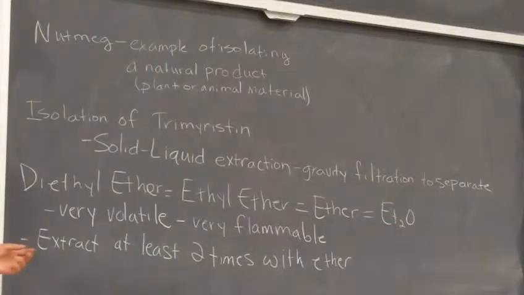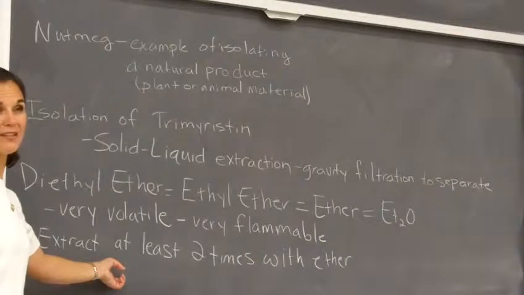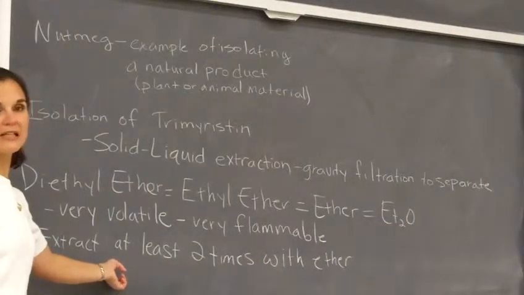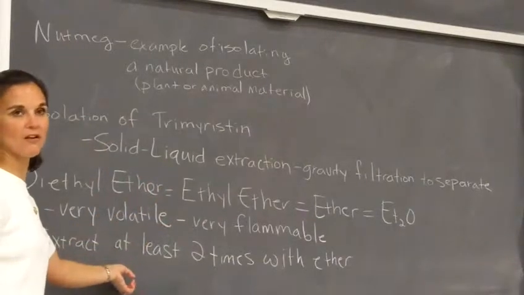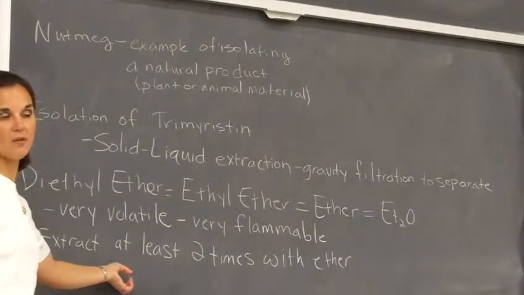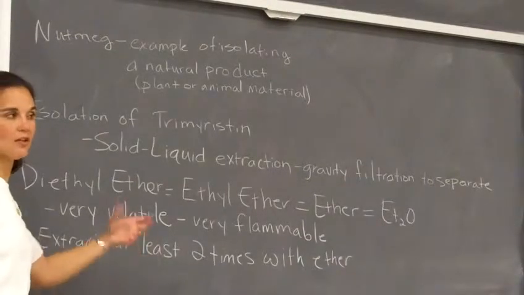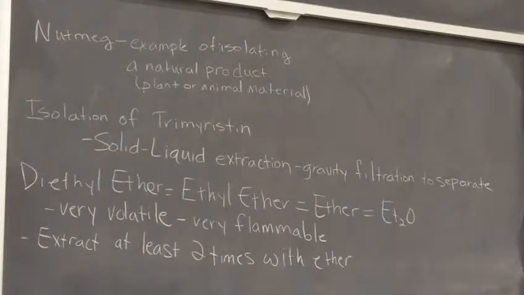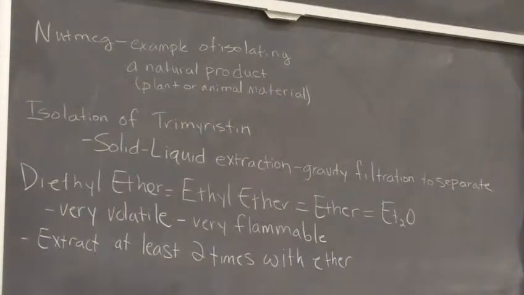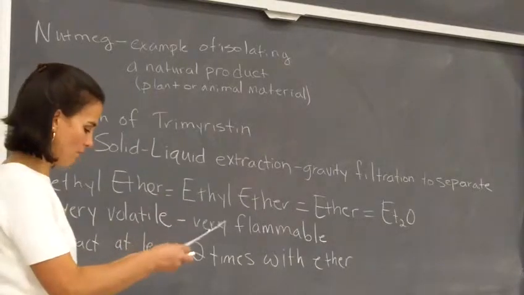So after you've extracted twice, look at that filter paper, look at your nutmeg, look at the sides of the flask, and look at the nutmeg that's still in your Erlenmeyer flask, to see if it looks like you have a lot of trimyristin. If you have questions, ask your TA or your lab prof. You need a good yield of trimyristin to be able to go on and use it to make the myristic acid, so you've got to be really careful to get all of your trimyristin out.